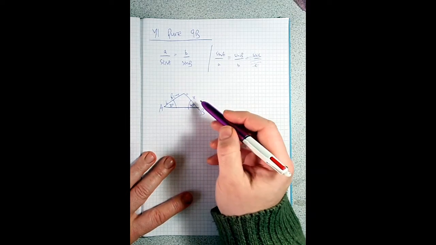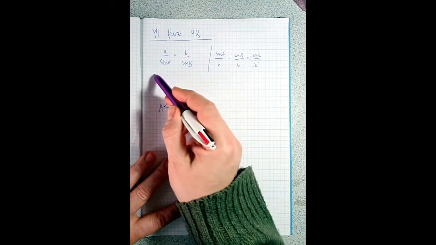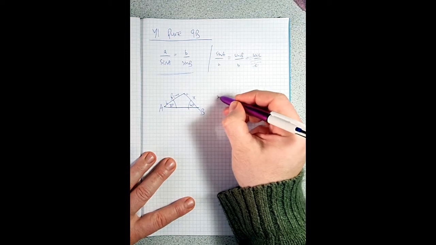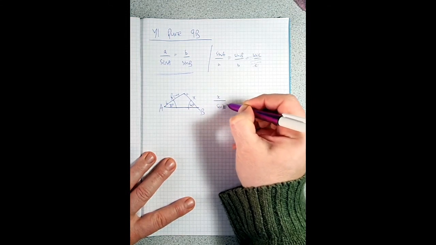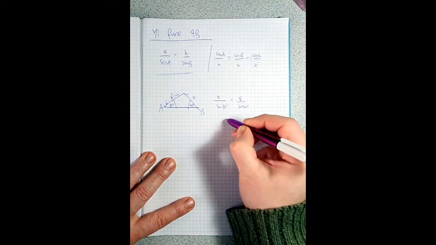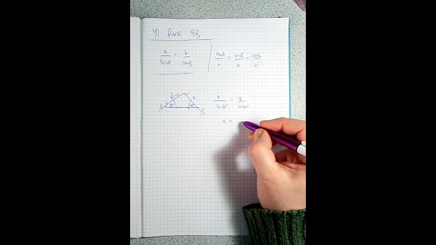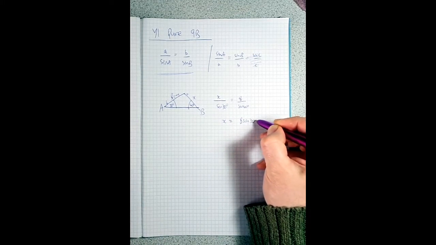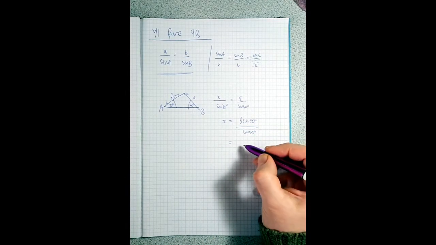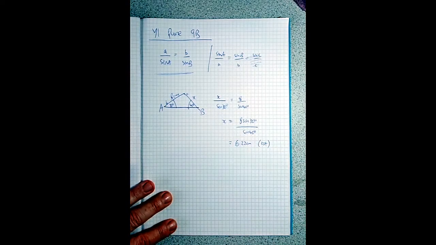I want x, so it'd be handy if x were on top of a fraction. So I'm going to go for this version where the side is on top: x over sine 30 equals 8 over sine 40. Multiply both sides by sine 30. Make sure your calculator's in degrees. If you want, you can write this step out, though I wouldn't suggest you necessarily need to. It doesn't really get more straightforward than that, does it?